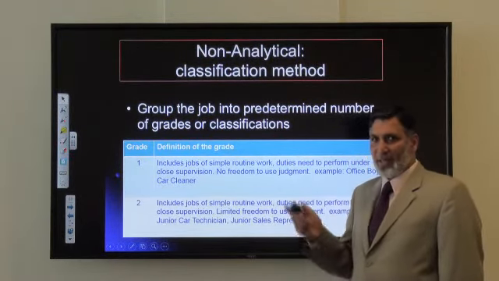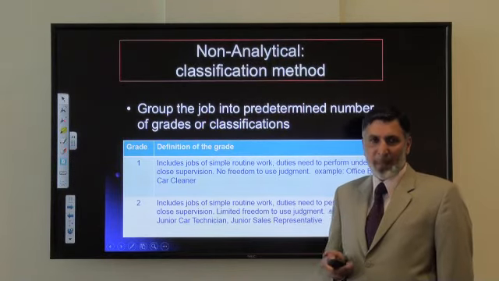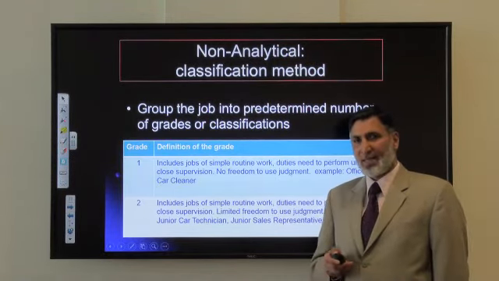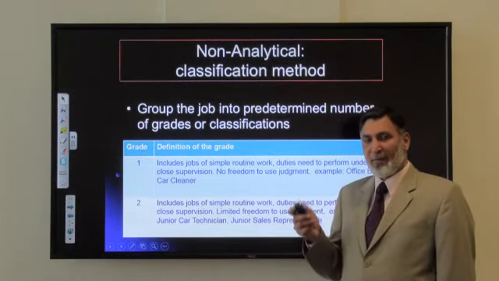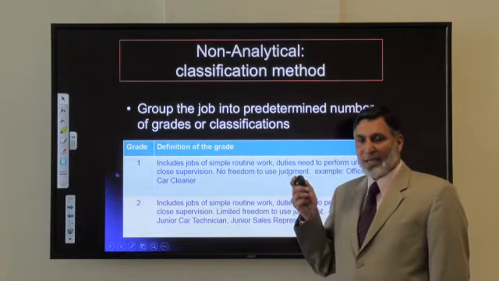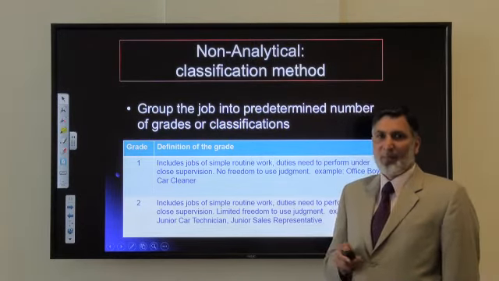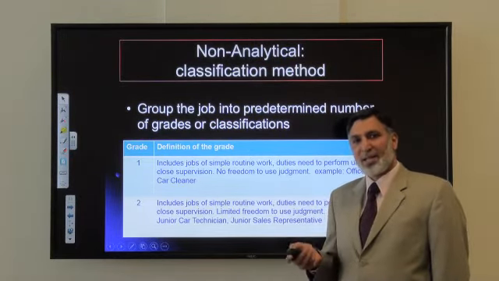We have determined in this example 12 grades. We will certainly discuss in the following lectures why I have assigned 12 grades. That is called broad graded structures.